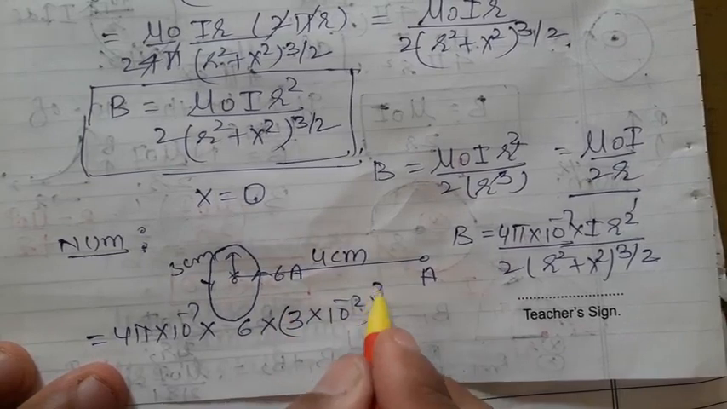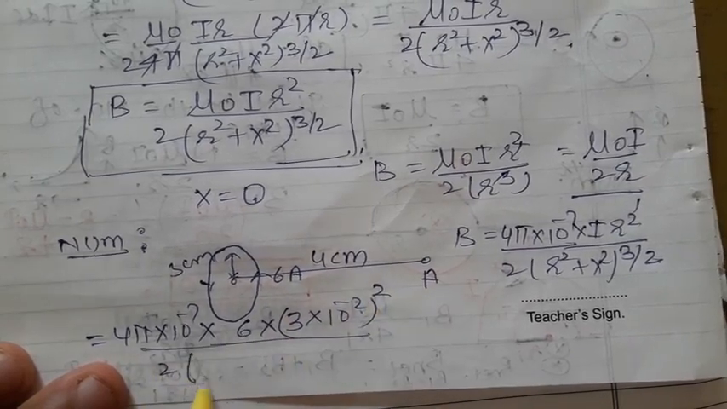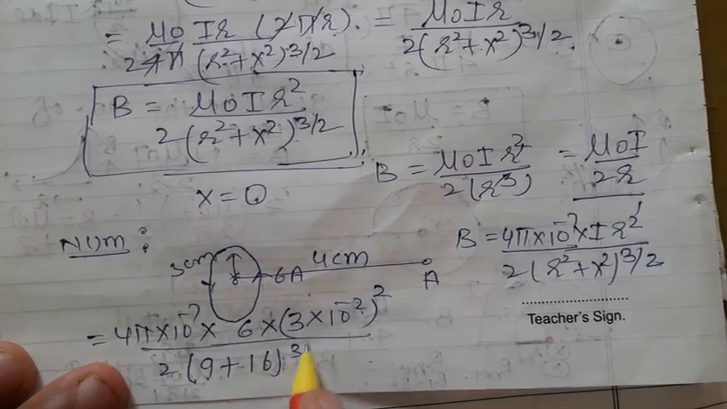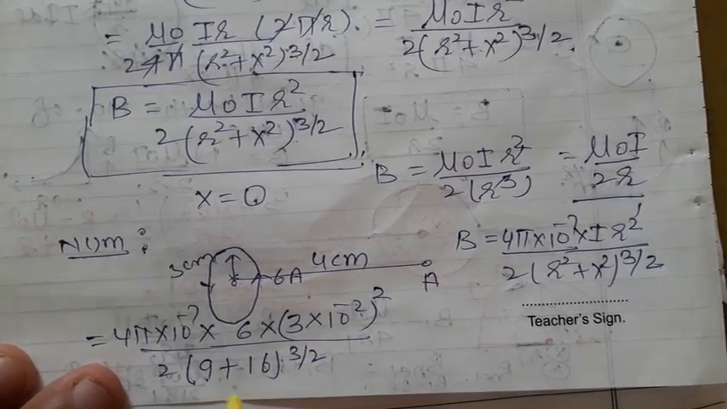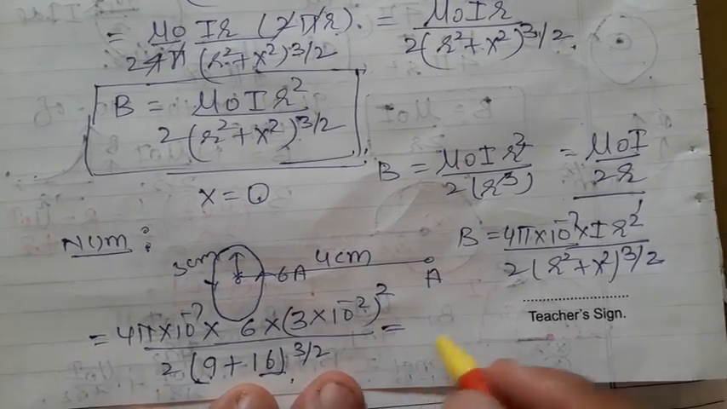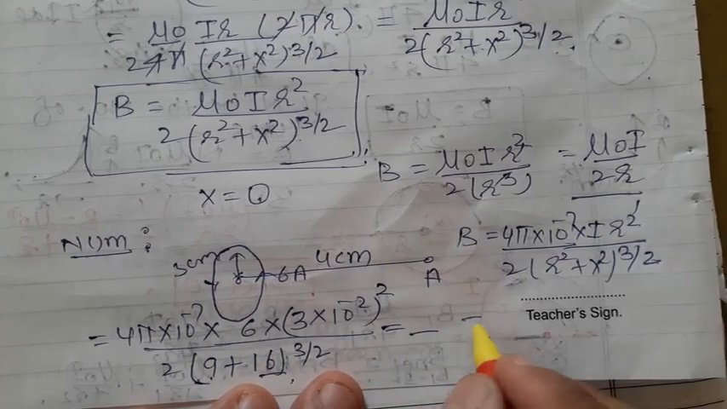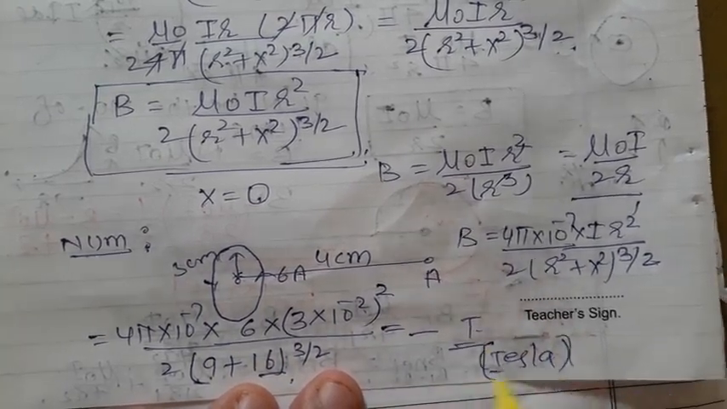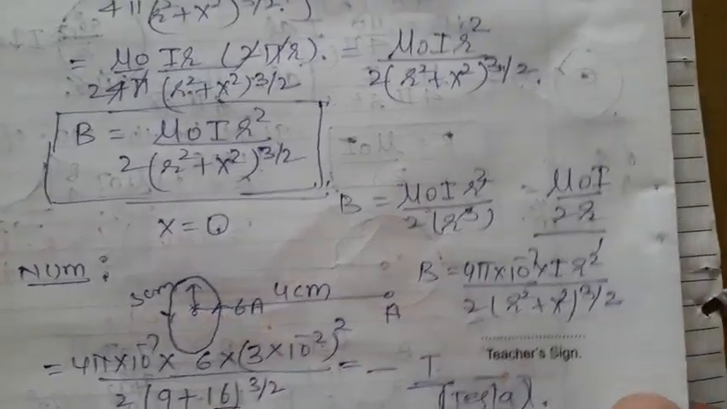3 × 10^-2 whole squared divided by 2 × (R squared, 9, plus x squared, 4 squared, 16) to the power 3/2. And after this convert this centimeter into meter also. So if you solve, whatever answer comes after solving, write it right, T. T stands for Tesla. It is a unit of magnetic field, Tesla. So this was the application of magnetic field at any point lying on its axis.